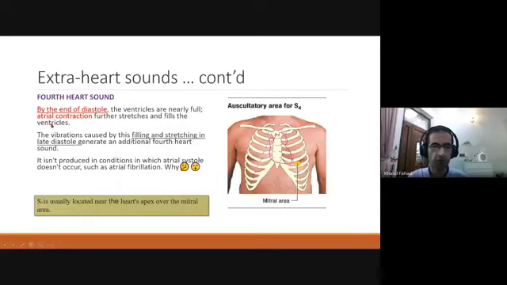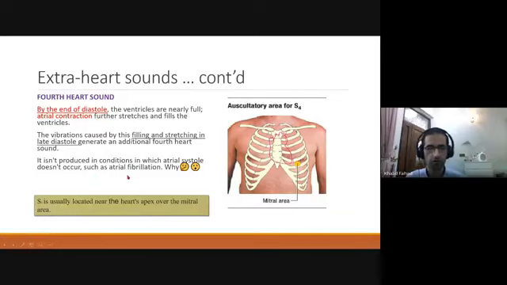It is caused by forceful atrial contractions against the ventricles. The vibration is caused by this filling and stretching in late diastole. So it's very important: filling, stretching, and forceful atrial contractions late in diastole will generate this heart sound. Keep this in your mind. It isn't produced in conditions in which atrial systole doesn't occur, such as atrial fibrillation.